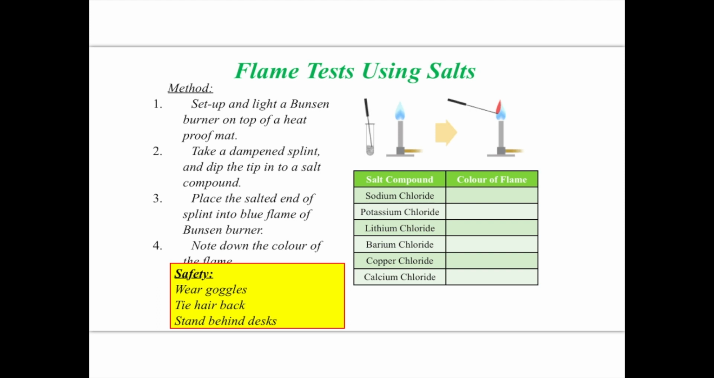Now this is a practical that we would carry out with you on the Applied Science BTEC course. Now you will have done similar experiments at GCSE, and you may be aware of what colour these salts will change. So we've got sodium salt, sodium chloride, potassium chloride, lithium chloride, barium chloride, copper chloride and calcium chloride. So I'm just going to give you a few moments just to think about what the colour flame will change for these different salts. Have you been able to remember any? Well, let's find out on the next slide, shall we?